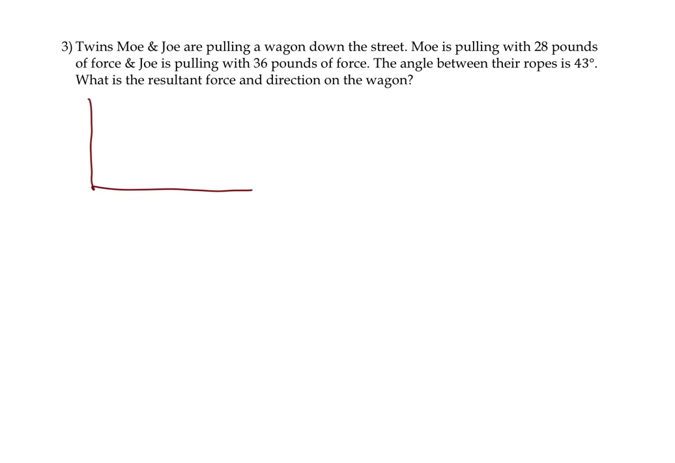So, with both of those angle measures, I know I'm in quadrant 1. So I'm going to put Mo down here, and he's at 28 pounds of force. And since I put him down here, this is at 0 degrees. And then Joe is pulling with 36 pounds of force. And since there's 43 degrees between them, he's up here at 43 degrees. And this is Joe.